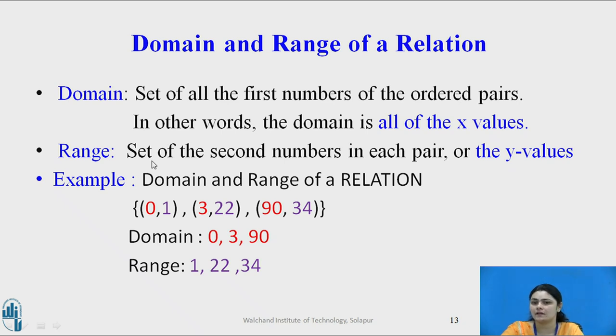Let us see an example where we identify the domain and the range. Example: domain and range of a relation. I have a set 0, 1, 3, 22, 90, 34. Now what is the domain? The domain is all of your x values, like 0, 3 and 90. These fall into the domain. And 1, 22, 34 are your range, that is your y values. So this is the basic concept of domain and range.